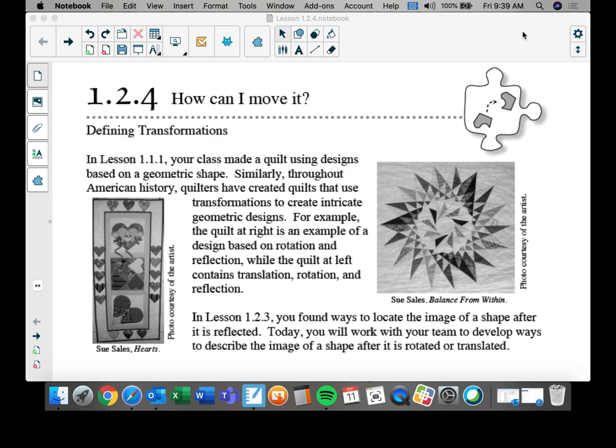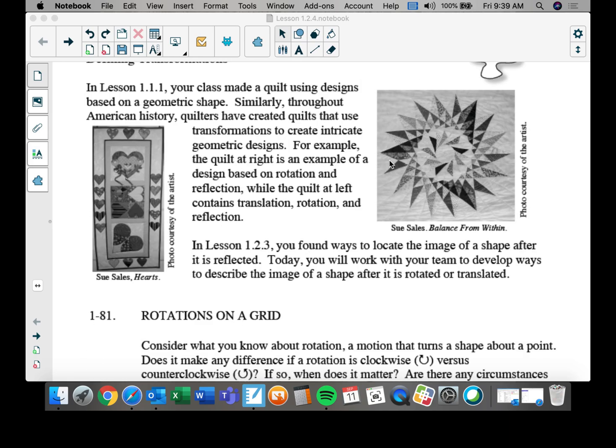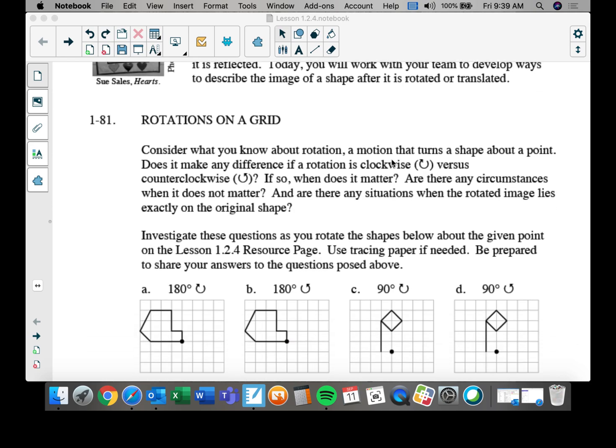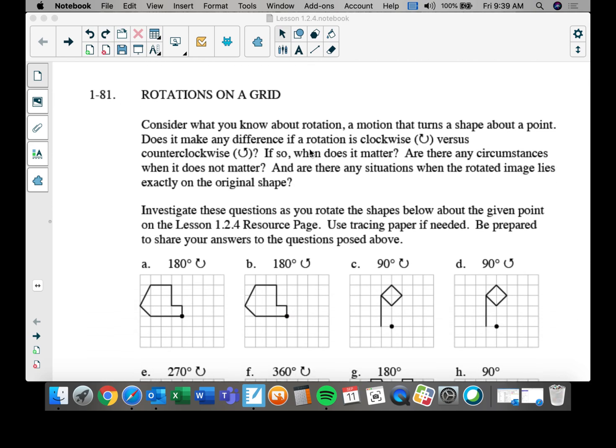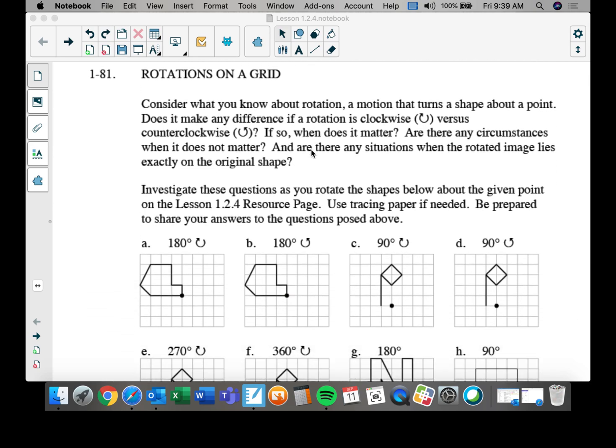All right, hello geometry students, and welcome to lesson 124, where we're going to look at how can I move it. Again, we're still looking at different types of transformations. The difference is we are going from reflections, and now we're going to start to look at rotations. That is the different idea of what we're going to be taking a look at today. So as we go down to this first problem, we're going to talk about rotations on a grid first of all, because that's usually the easiest way to make these happen.